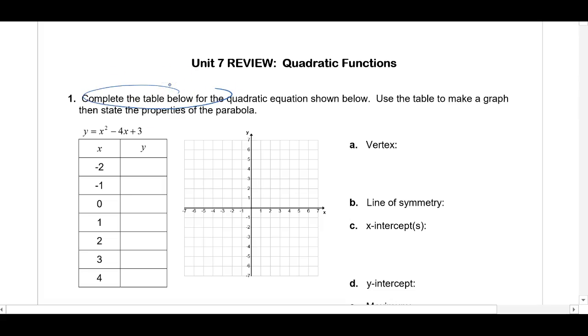All right, so first thing we need to do on this first problem is complete the table below for the quadratic equation shown below. Use the table to make a graph, then state the properties of the graph. So first let's complete the table, then we're going to graph it, and then we're going to have to figure out all this information over here on the right.